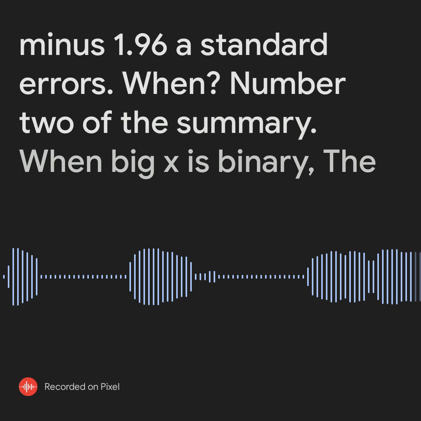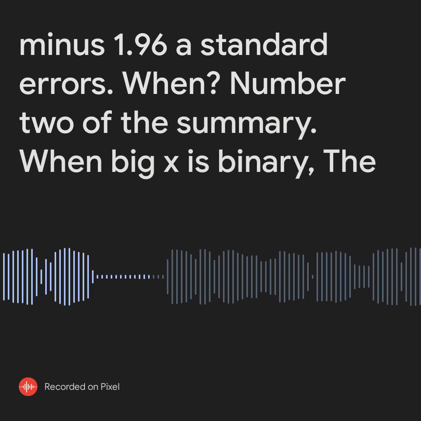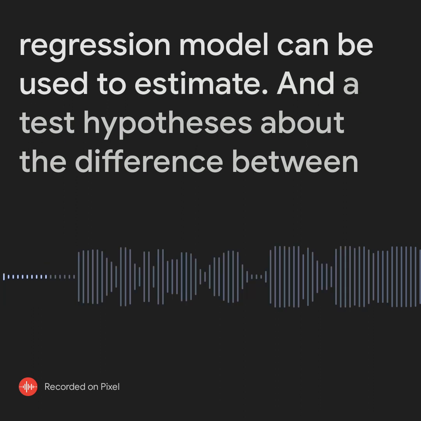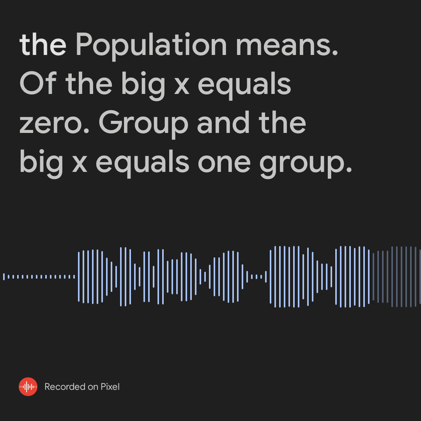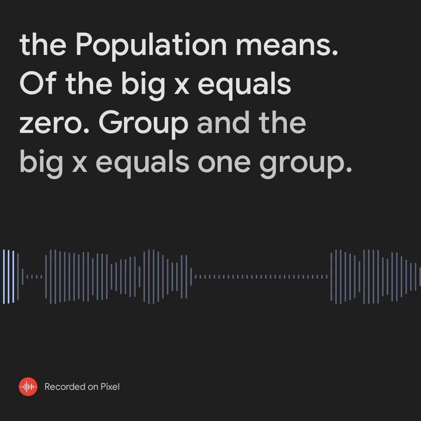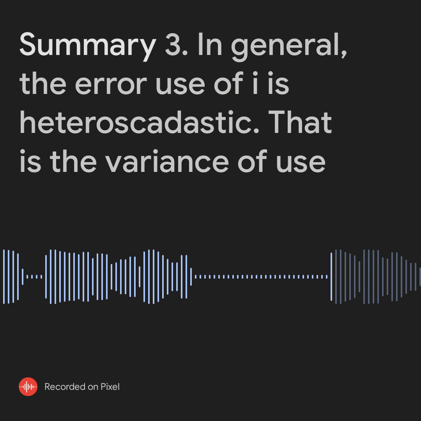Number 2 of the summary, when big X is binary, the regression model can be used to estimate and test hypotheses about the difference between the population means of the big X equals 0 group and the big X equals 1 group.